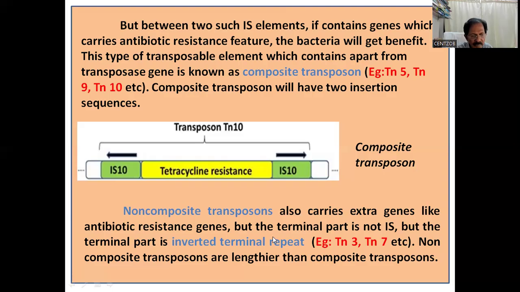But in which way does it differ from it? It has no IS element on either side, only inverted repeats. An important example: Tn3, Tn7, etc. Non-composite transposons are lengthier than composite transposons.